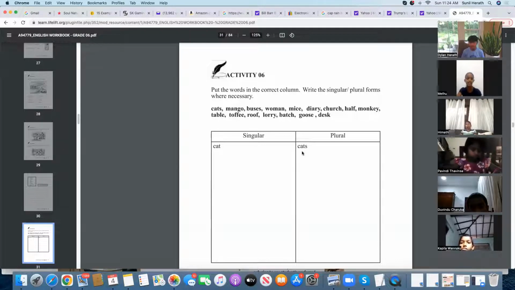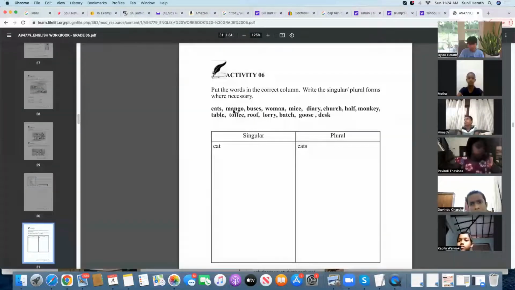Some people have many cats. So here singular would be cat, plural would be cats. Notice that they add an S to the end of cat to make it plural. So we just did cats. The next thing is mango. Is that singular or plural? I'll ask. Singular. Thank you for everyone's input. I'm going to go one by one. But yes, that is singular.